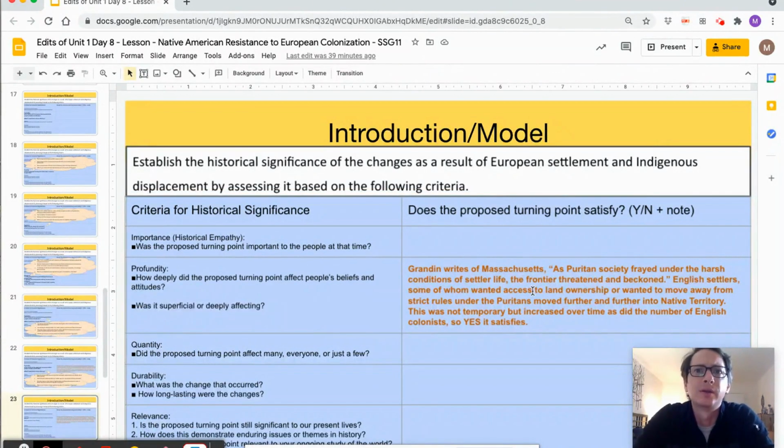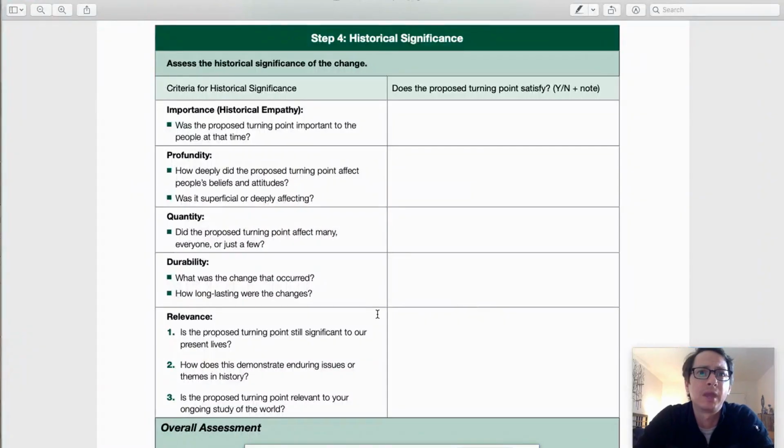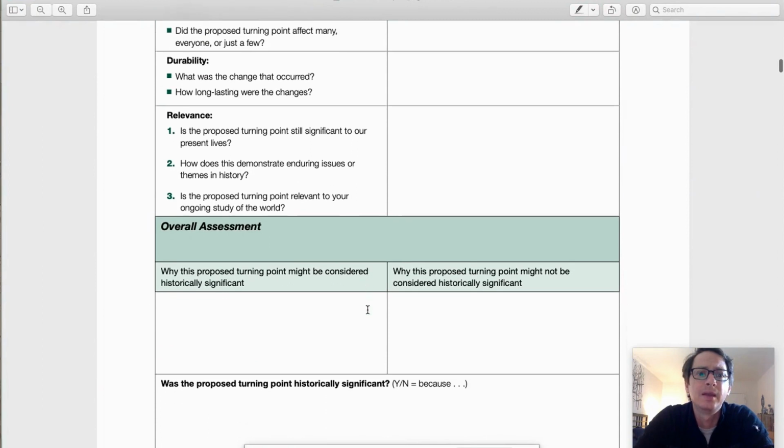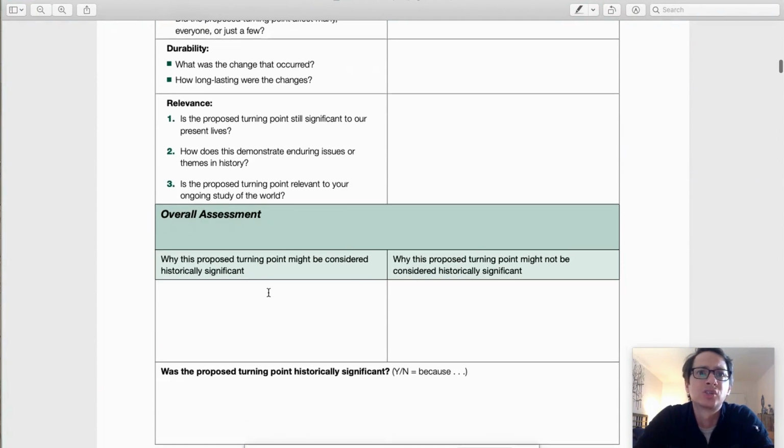Once you are done, the next thing to do is to take a step back and really think about your findings about how historically significant this event is. There's a good chance that some of them may satisfy the criteria while others do not. That's why this next part is so important, and I'm going to pull it up here in the paper version so you can see it better. In this overall assessment area, summarize the evidence suggesting that it is and that it is not historically significant, and then make your ultimate decision down here below.